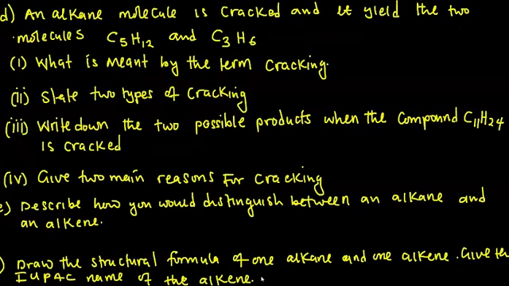Okay. Let us look at the other part. That is the D question of question 2. An alkane molecule is cracked and yields two molecules. So when an alkane molecule is cracked, these are the two molecules that are produced. What is meant by the term cracking? That is the first question. Please pay attention to the questions that we have. As we go on, you are going to find that they are all a repetition. Questions will be repeated in different years. So what is cracking?